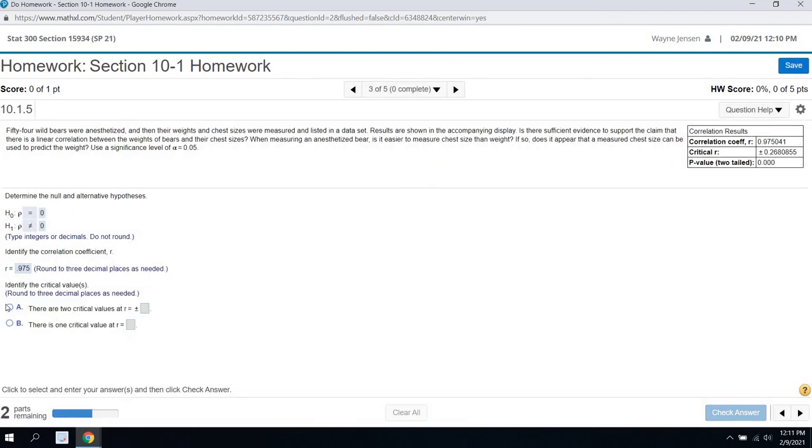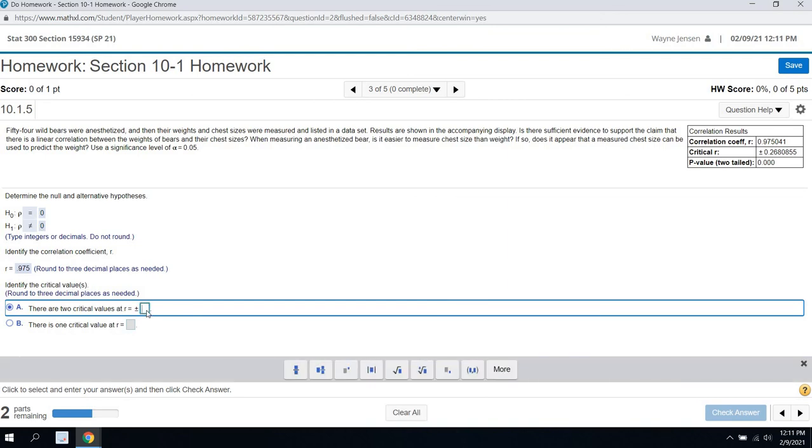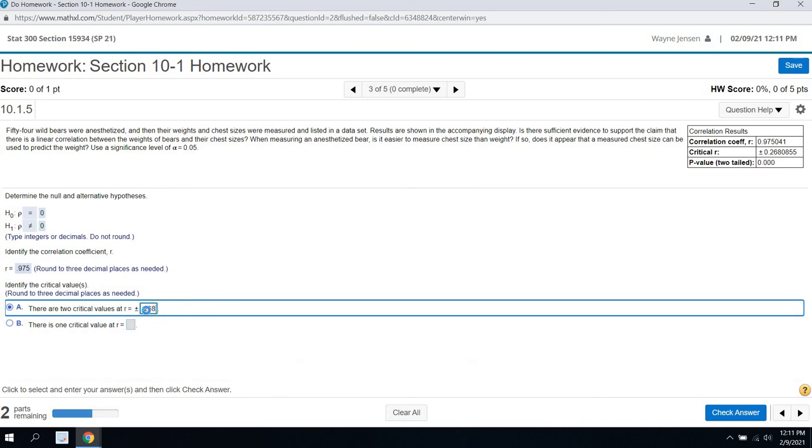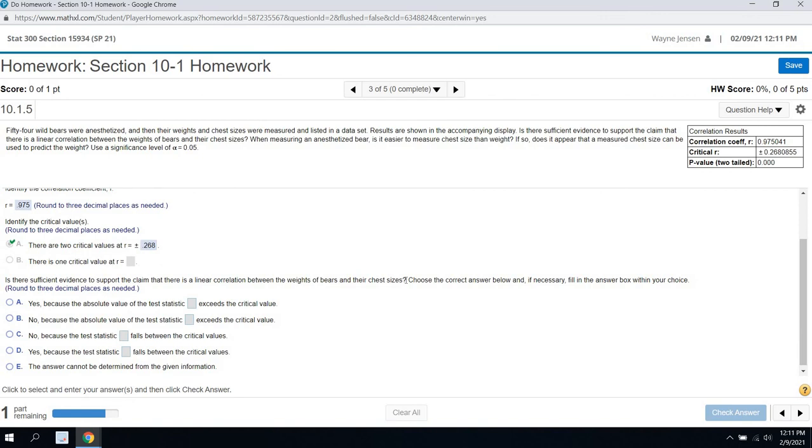What are the critical values? Well, there are 2. It's plus or minus, and they're already here, plus or minus 0.268. They're always making sure I looked. The hesitation there was me looking to make sure that it didn't round up from that point. We have to round perfectly.